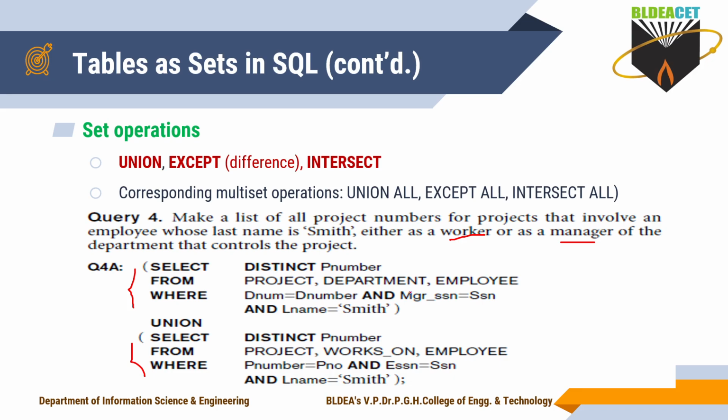One query plays the role of the worker, and another query plays the role of the manager. The manager manages the project, which is controlled by Smith. Smith will manage this project number, and if Smith is not a manager, then Smith works for this project number. So the criterion here is that Smith may be a worker or may be a manager.